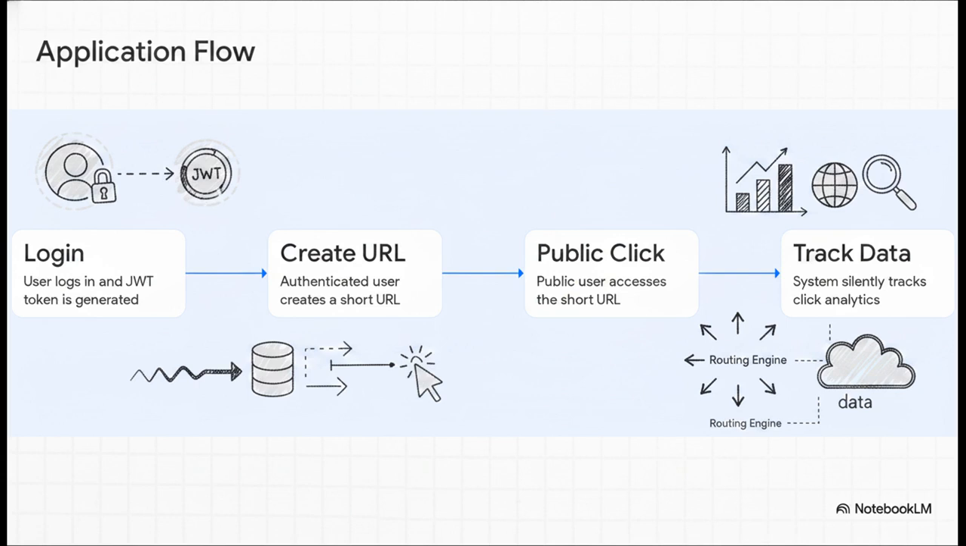Step 2, that authenticated user submits their long URL. Step 3, the link goes live out into the wild, the public clicks it, and that triggers the routing engine. And finally, Step 4, almost completely invisibly to the user, the system tracks all the analytics of that specific click.